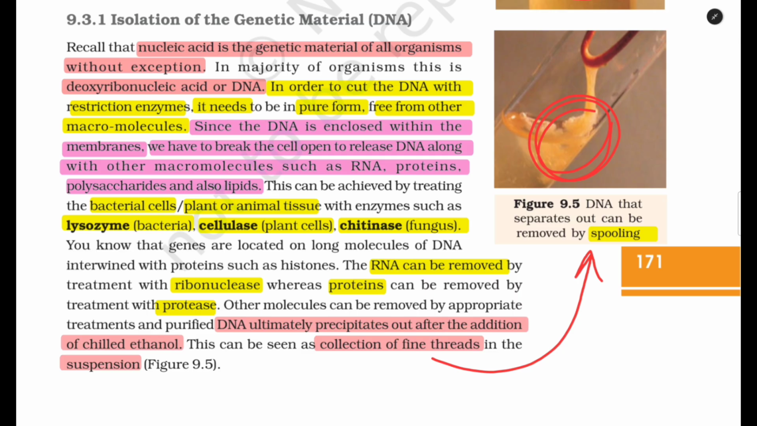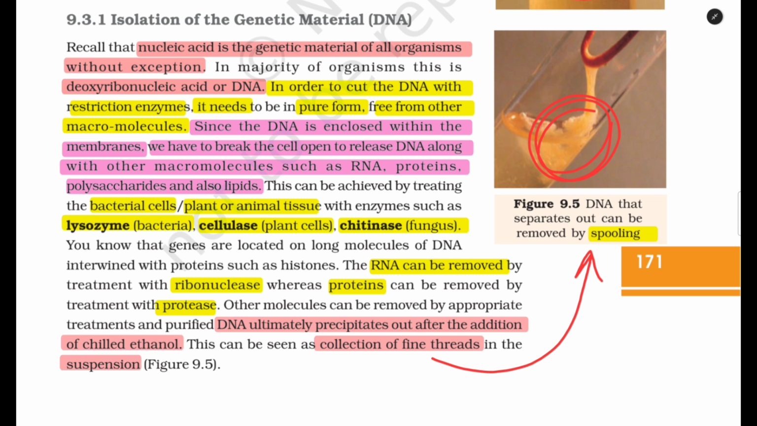This can be achieved by treating the bacterial cells or plant or animal tissue with enzymes such as lysozyme, which is used to break bacteria, cellulase, which is used in plant cells, and chitinase, which is used for fungal cells.